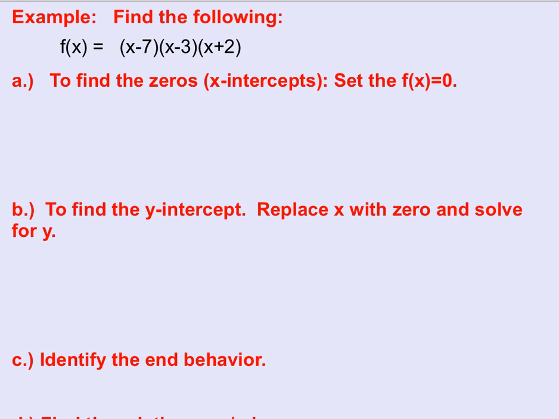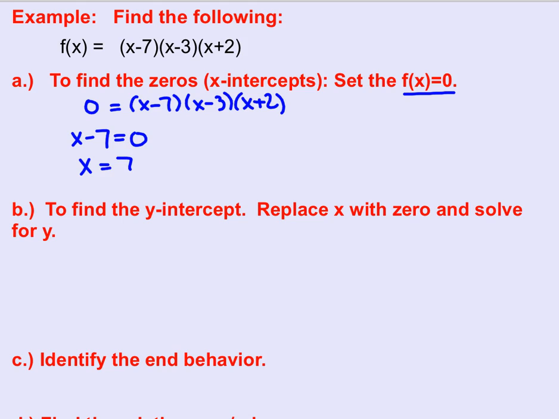So the way we do that is we set the function equal to 0 and we solve by the zero product property. So 0 equals x minus 7, x minus 3, and then x plus 2. So we set those each equal to 0. So x minus 7 equals 0. We're going to solve this one for x by undoing, so we're going to add 7 to both sides. So our first x-intercept is at 7, 0.